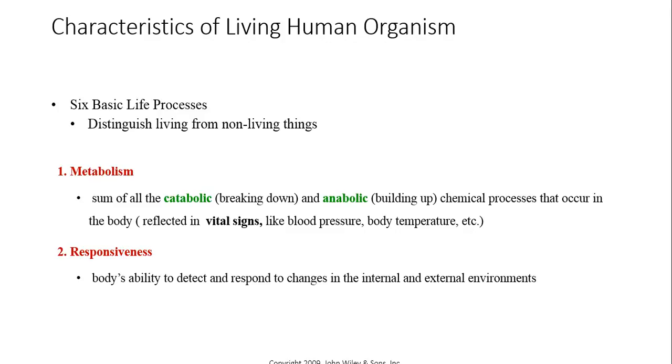There's catabolism, where you're breaking down more complex molecules to simpler ones. For example, if you're breaking down glucose in order to extract the energy from it. And there's an anabolic side, the building up side. Maybe we're taking amino acids and building them into a complex protein. So metabolism is the sum total of all these chemical processes. And metabolism is reflected in vital signs like blood pressure, body temperature, etc.